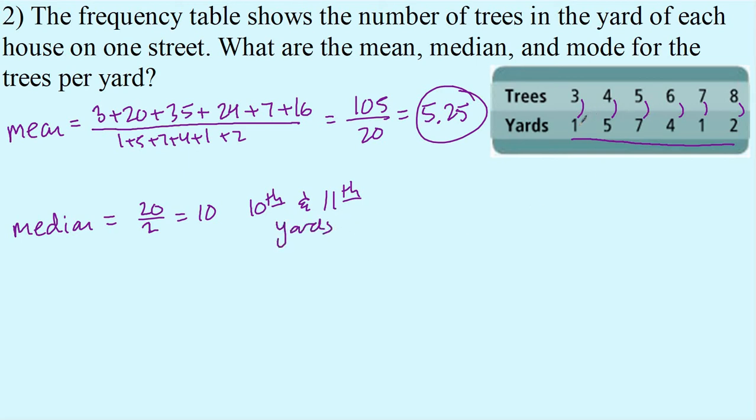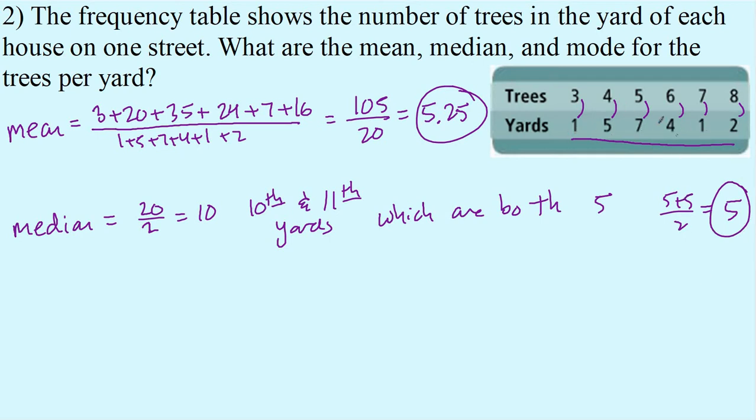Okay, so for the 10th yard, well, there are 6 yards, and we need 4 more. So the 10th yard will be a 5 and the 11th a 5, which are both 5. So when you have 2, you do 5 plus 5 divided by 2. So the median is 5.